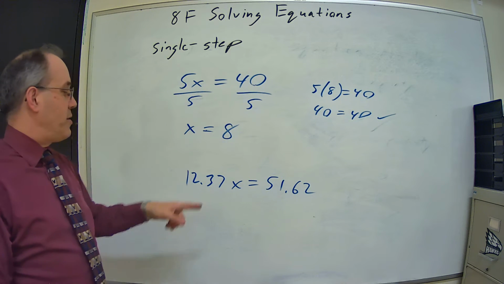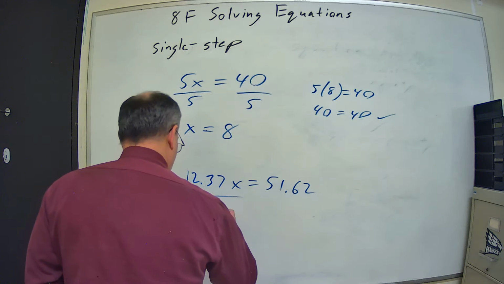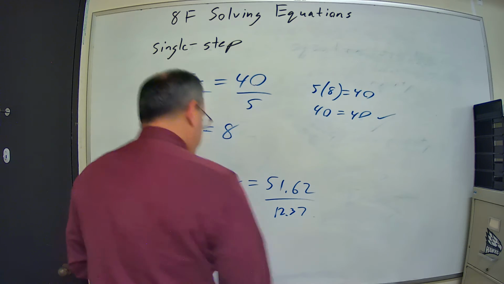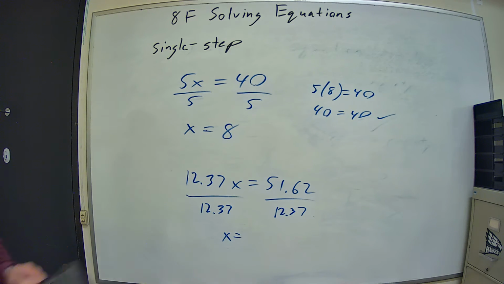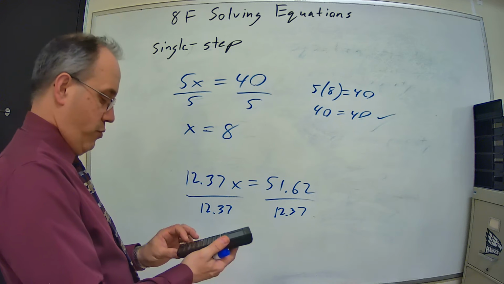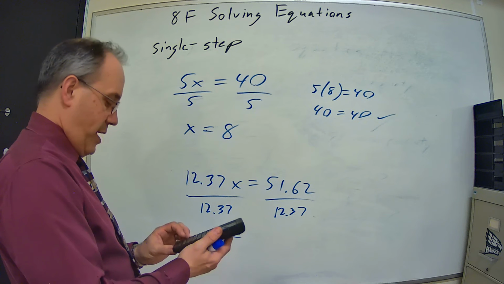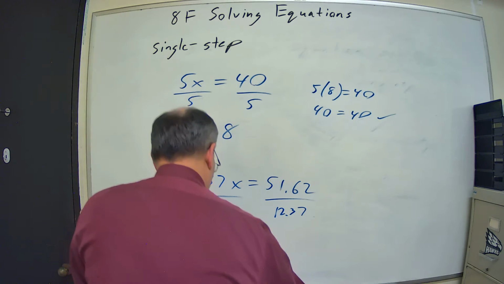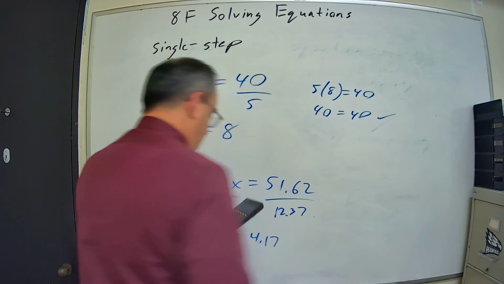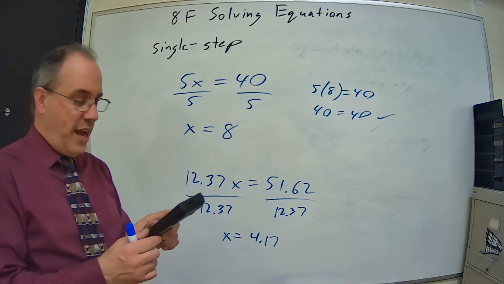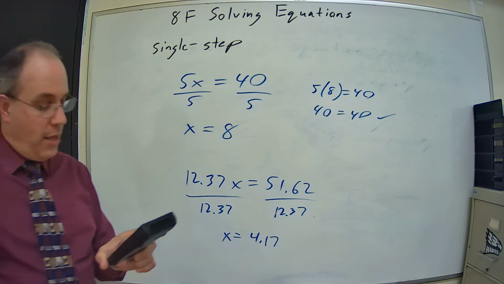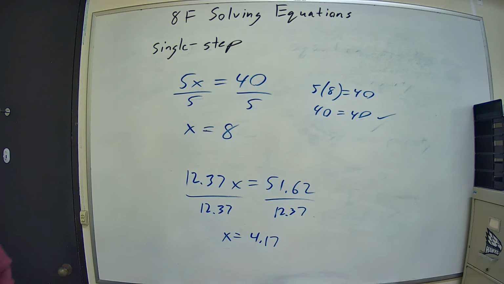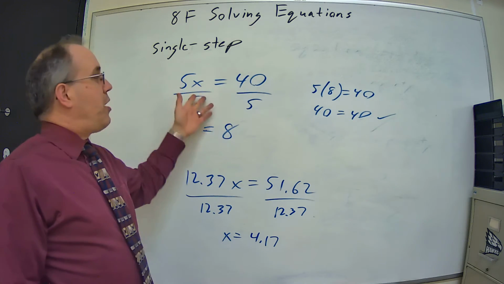But now if I know the process, I go, well, I need to divide both sides by 12.37. So x is equal to, and grab my calculator because I can't do that division in my head. So 51.62 divided by 12.37 gives me approximately 4.17. It's actually on my calculator 4.17299919159, and who knows where it goes from there. But it's the exact same process that we did here.